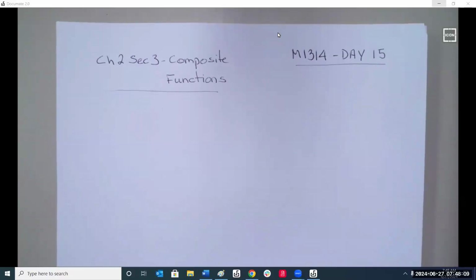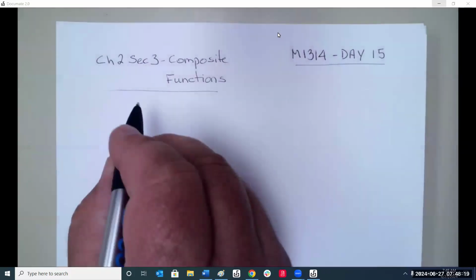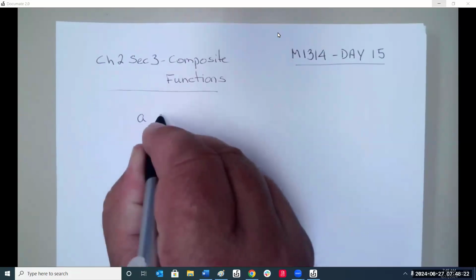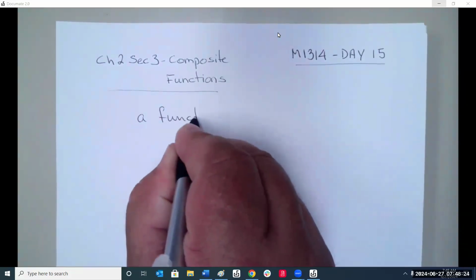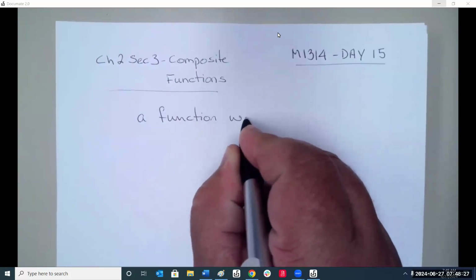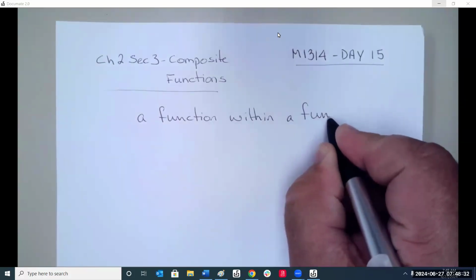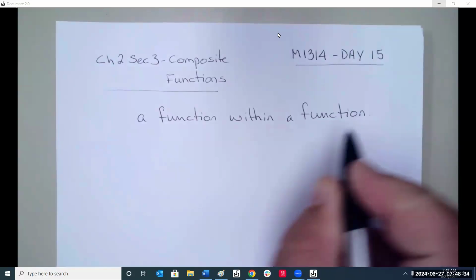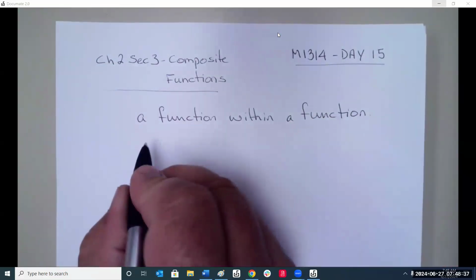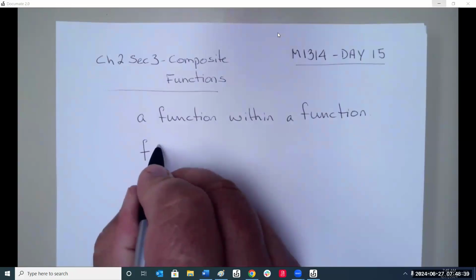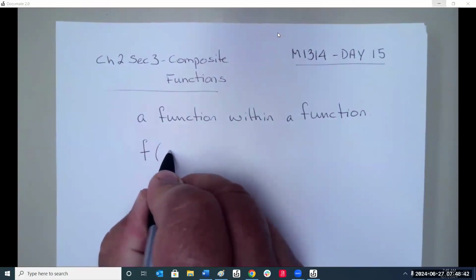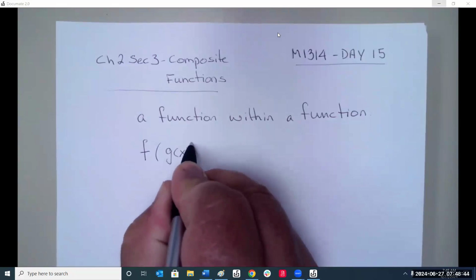All right. Today we'll start the chapter 5 coursework. And this first part, we have to first talk about composite functions. A composite function is a function within a function. That's a composite function. We have function f, and inside there, instead of x, we have another function of x.